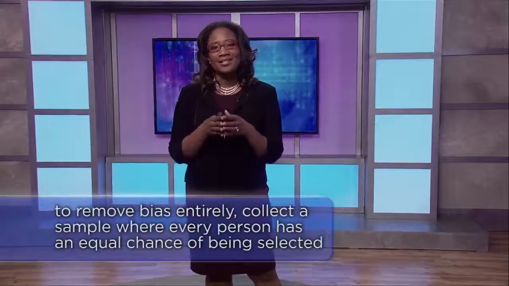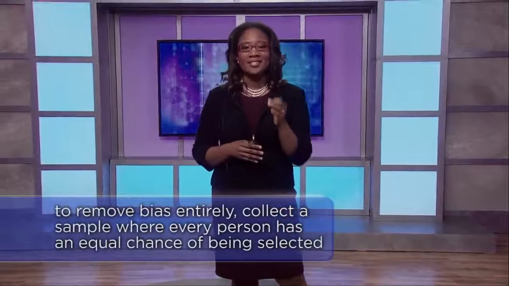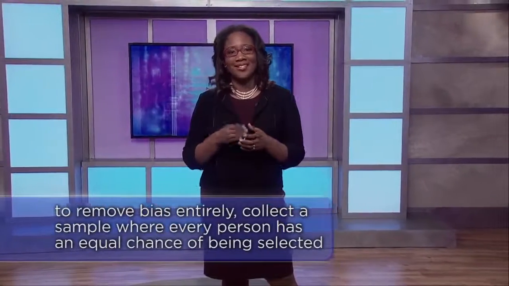One improvement, we could stand in front of a drugstore and sample people as they go in and out. Another, perhaps, might be to call random numbers from a phone book and ask people to participate in our trial. But both of these methods are still biased. If we're sampling only from a particular group, then our results will only apply to that group. If we want to remove bias entirely, we have to collect a sample where every person has an equal chance of being selected.